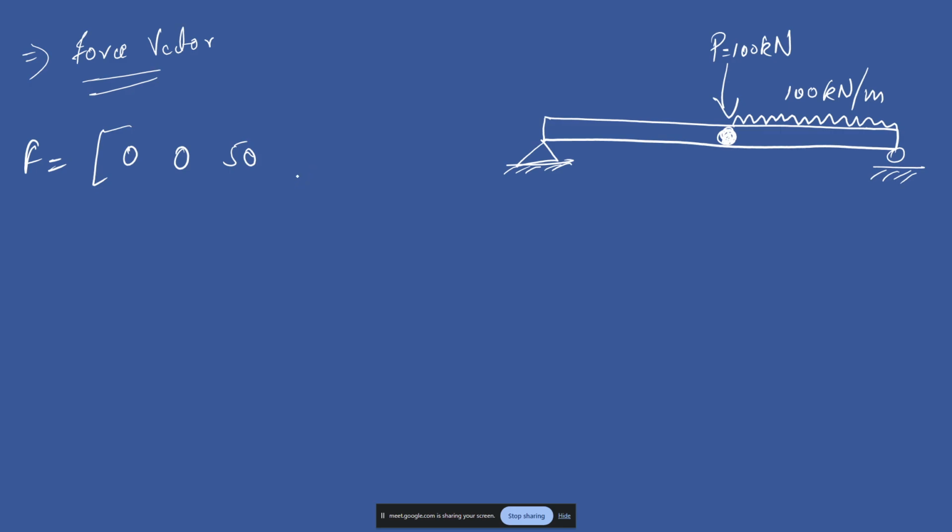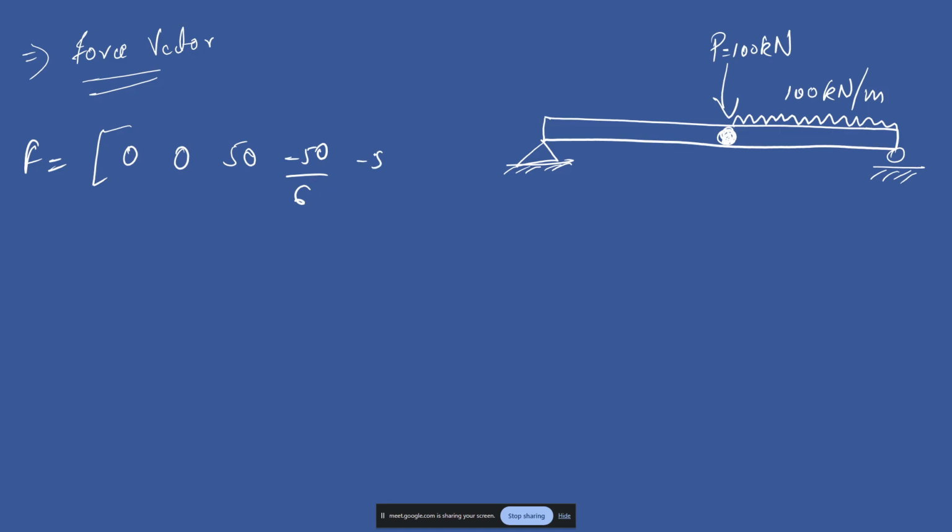But for this, L is 1. So it's given by WL square by 12. So we'll be having minus 50 by 6, here minus 50, and here 50 by 6. So the whole transpose. This is how your force vector looks.